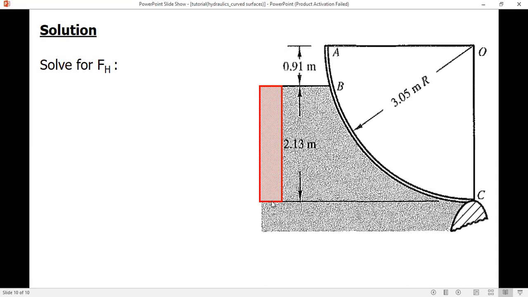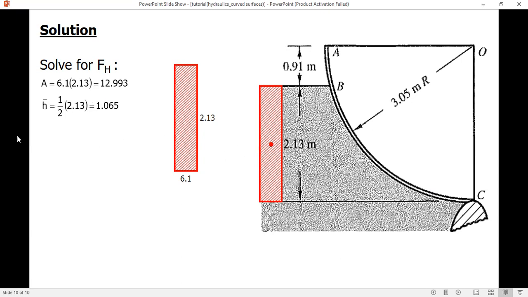The length is normally 1, so it is assumed to be 1 unit, but this time, the length is given. So, this is 6.1. And then 2.13, so the area is 12.993. H bar, this is the centroid, center of gravity, rather. And H bar is 1/2 of 2.13, since this is the free liquid surface.